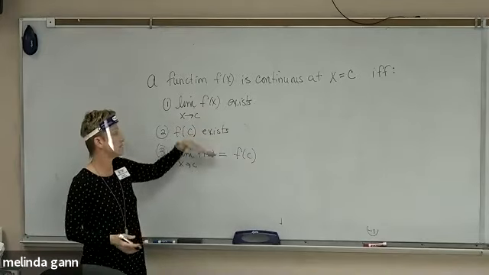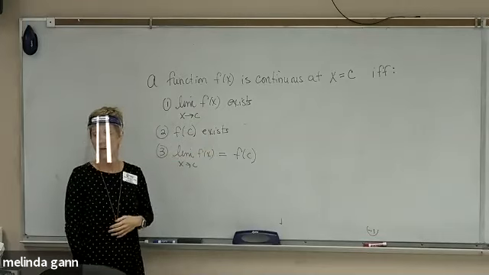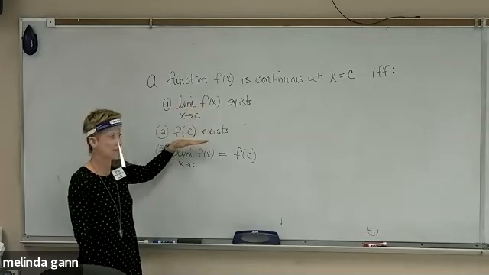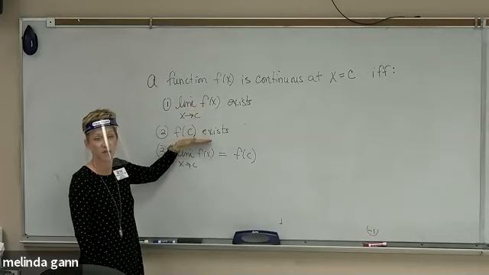Or when one of these is false, you can stop. So you don't have to check the limit before you check f of c. If you see when you glance that f of c is not going to exist, go do it first and save yourself some time.